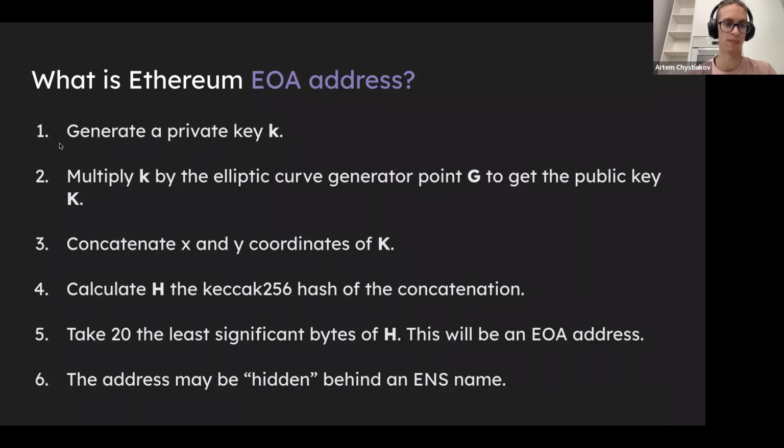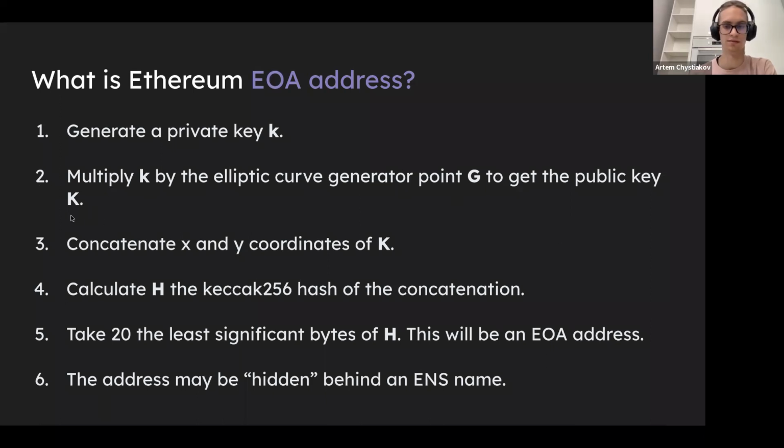Usually this process is done by listening to some space noises, or mouse cursor hovering, or something like that, that is pretty random. And the private key generation is done on the local computer itself. Point number 2: multiply k by the elliptic curve generator point G to get the public key PK.